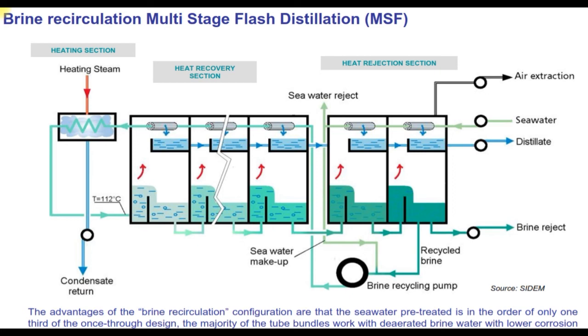The advantage of the brine circulation configuration is that the seawater is preheated in the order of only one-third of the once-through design. That's quite interesting. The majority of the tube bundles work with deaerated brine water with lower corrosion rates, and the incondensable gases released are reduced, thus achieving higher efficiency of the stages. Part of the brine, an already preheated stream, is used to preheat the feed water, increasing the efficiency and lowering the temperature gap between stages.